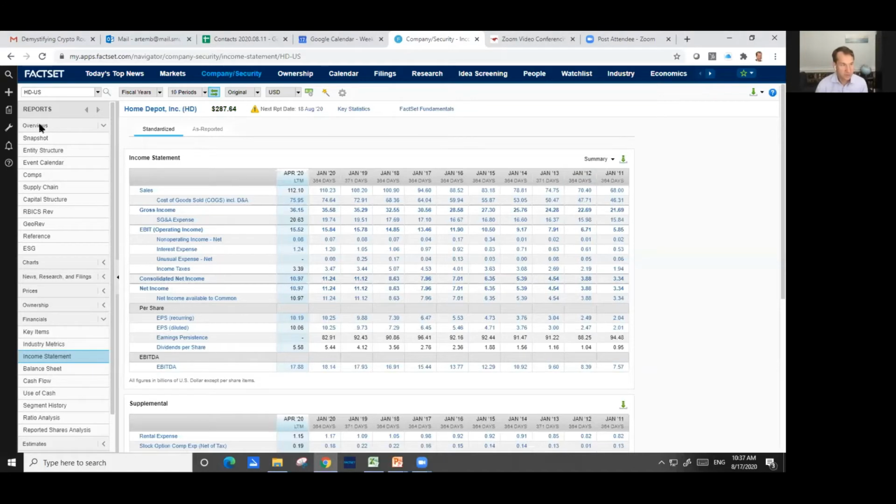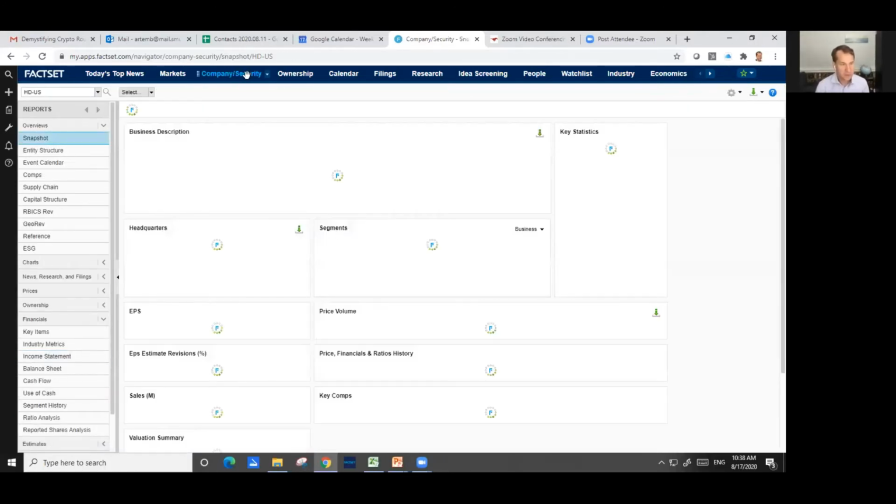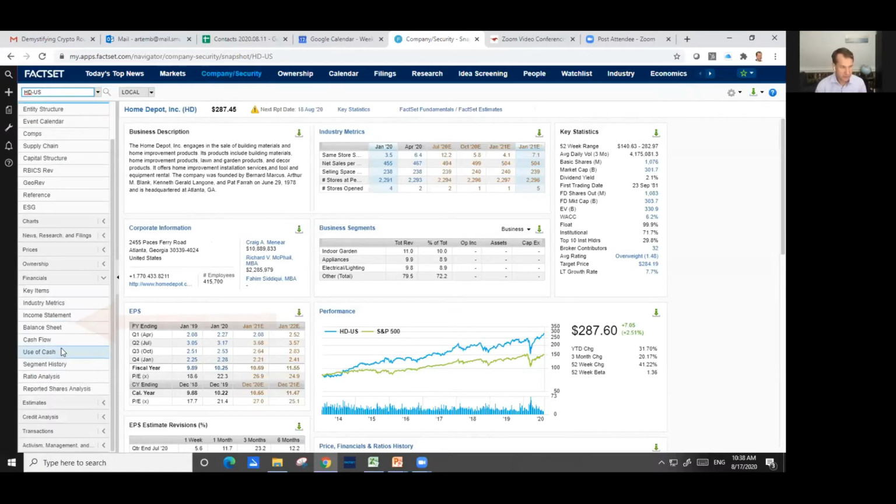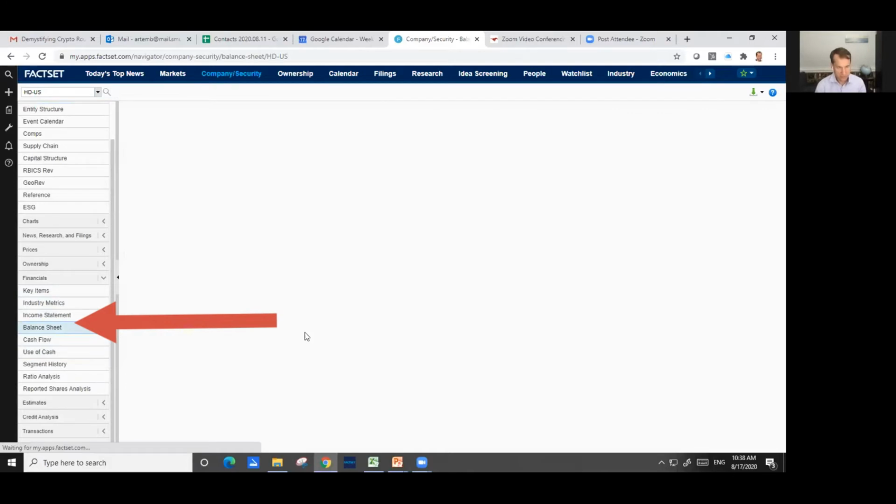I'm using the web-based platform for FactSet. You can use the app that you download, or this web-based platform. So let's start by going into company or security, and then typing in ticker HD for Home Depot. In the first step, we need to download the balance sheet and income statement. We can find both of those under financials, and then there's income statement and balance sheet. I will start with the balance sheet.